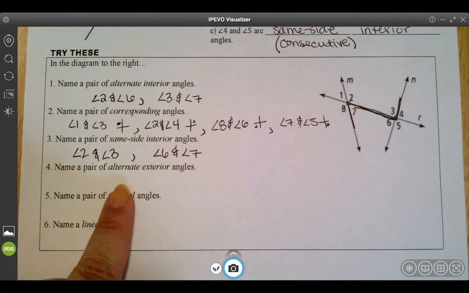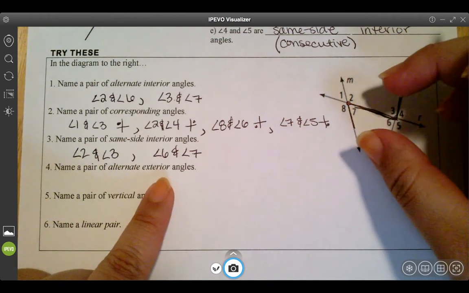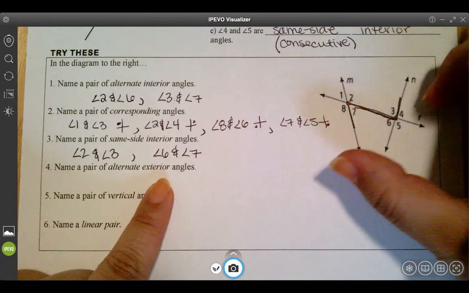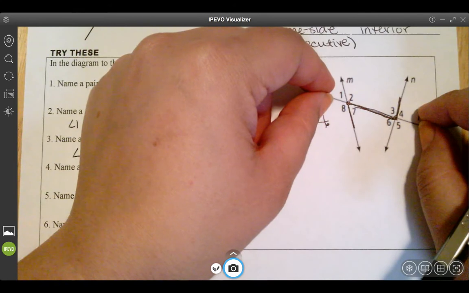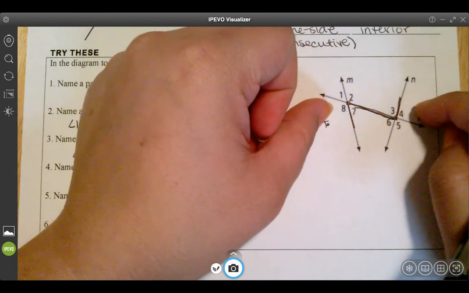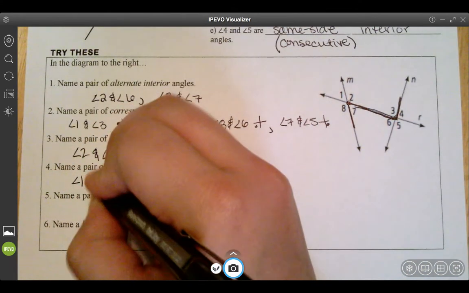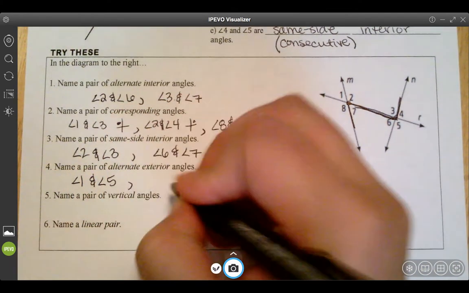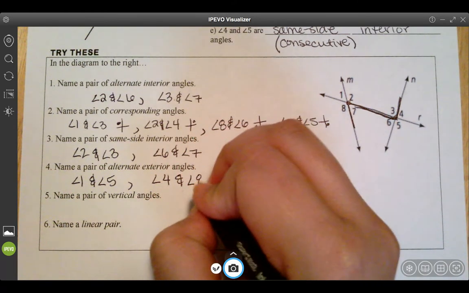Name a pair of alternate, opposite side, exterior angles. So opposite side on the outside of those two lines. So again, we have outside of the lines on opposite sides. So we have 1 and 5, and we have 4 and 8. So angle 1 and angle 5, or you could use angle 4 and angle 8.